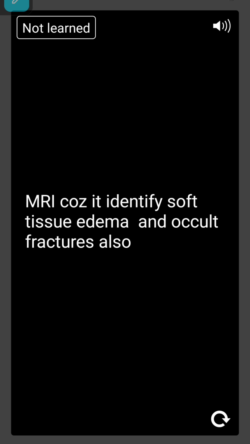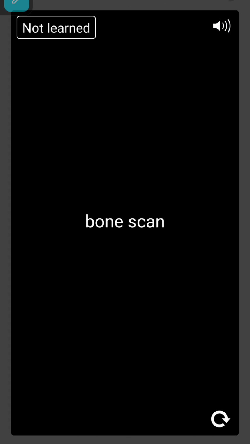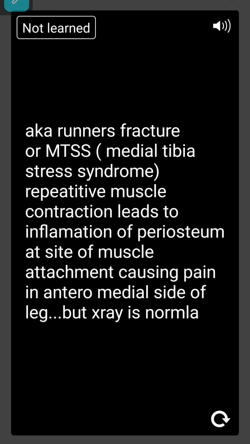What's the IOC in stress fracture? MRI, because it identifies soft tissue edema and occult fractures also. What's the IOC in multiple stress fractures? Bone scan. What's shin splints? Also known as runner's fracture or MTSS, medial tibial stress syndrome. Repetitive muscle contraction leads to inflammation of periosteum at site of muscle attachment, causing pain in the anteromedial side of the leg, but X-ray is normal.